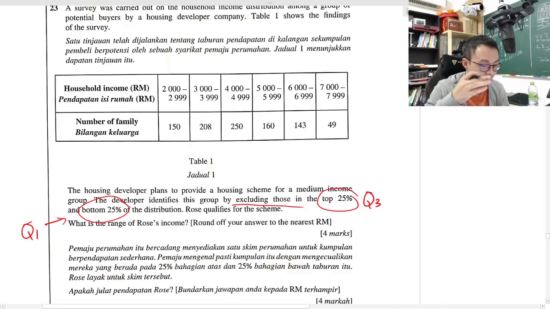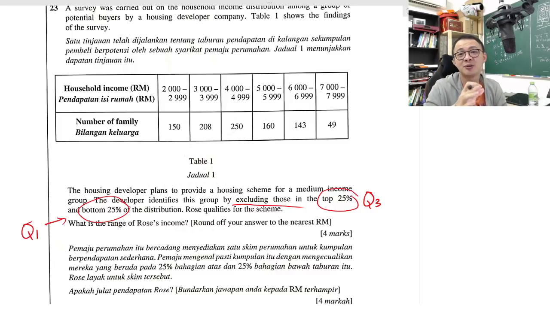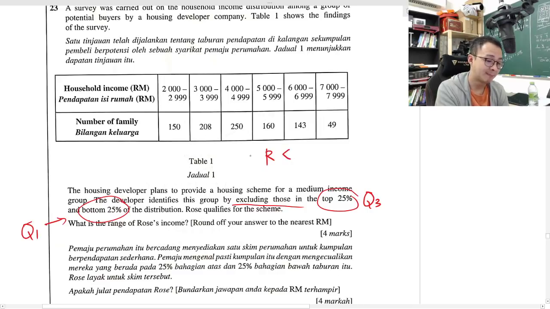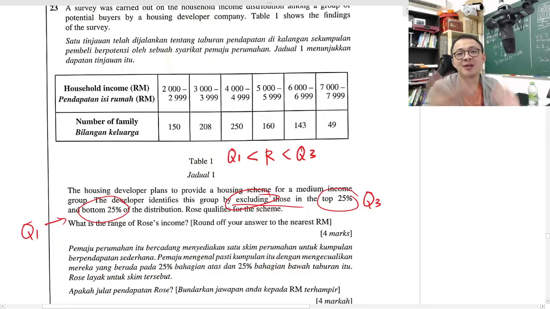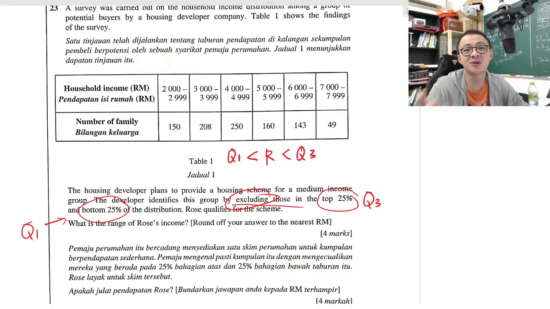So Rose qualified for the scheme. What is the range of Rose's income? So that means Rose's income here must be between Q1 and Q3, and cannot have the equal sign because of the word excluding. That means if I equal Q1, then I belong to Q1 already, because they want to exclude the top 25% and bottom 25%. So therefore it must be between Q1 and Q3.